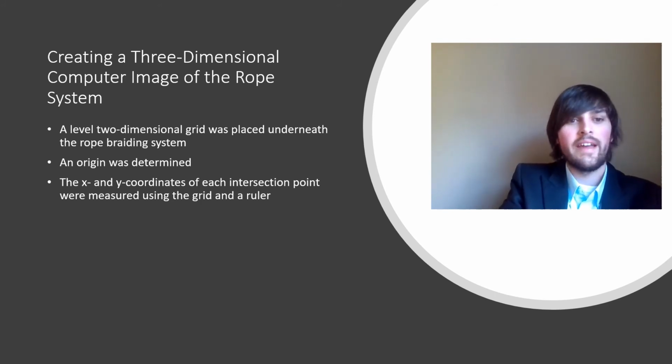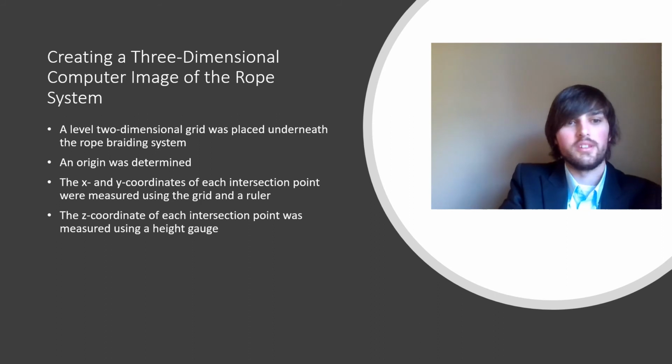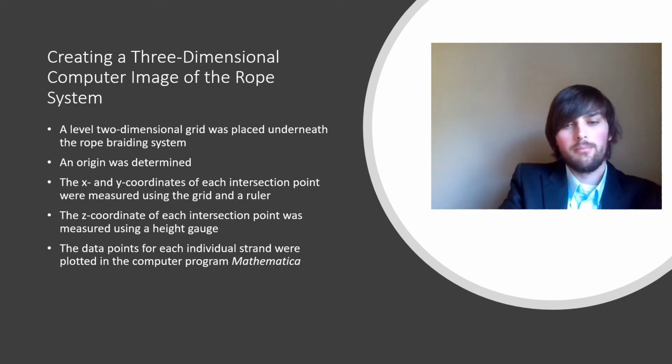After we found x and y coordinates, we found a z coordinate of each intersection point using a height gauge and plotted each individual strand's points in x, y, and z in the computer program Mathematica. After we plotted each individual strand, we overlaid each plot onto one coordinate system, each one with different colors to see the separate strands. And here you can see the resulting image.